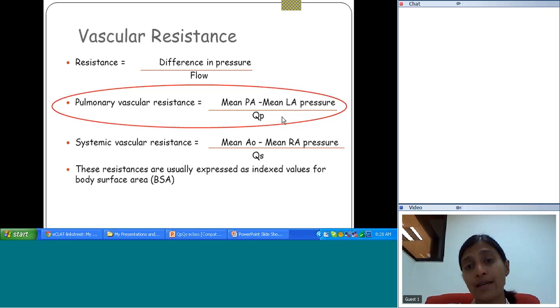Similarly, systemic vascular resistance. One end is the mean aortic pressure, the other end is the mean RA pressure. So you're talking about the systemic bed of capillaries and so on. So the other end is the mean RA pressure or the venous pressure, divided by QS. Okay, and these are usually indexed for body surface area. What I would suggest is that you initially index the VO2, and then everything becomes indexed after that.